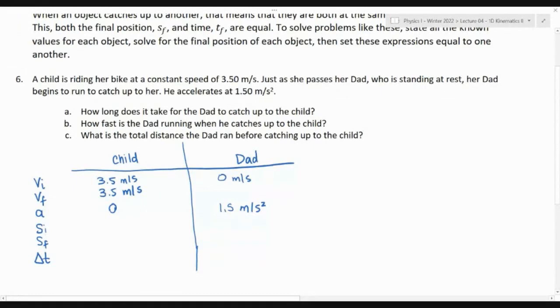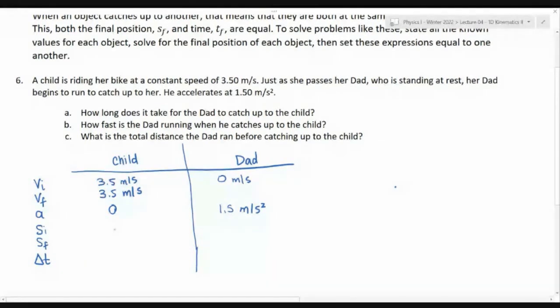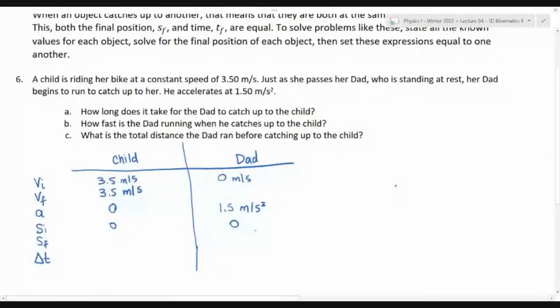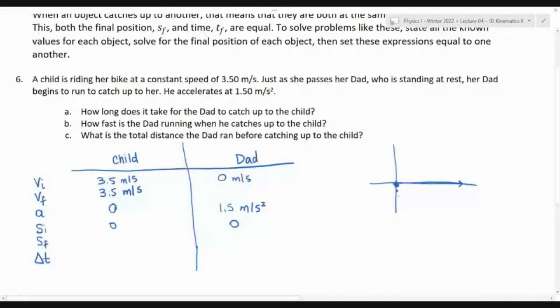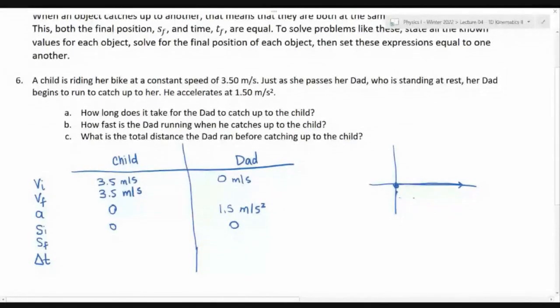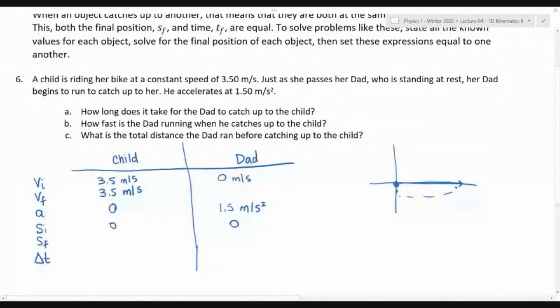Their initial position, it doesn't mention anything about it, but they both started from the same spot because it says just as she passes, her dad starts running to catch up to her. So they're both at the same position. Let's just say their same position is 0, to make things simpler. She's moving along at a constant speed, and he's stopped. Originally, he doesn't have a speed, but he catches up to her. He gets faster and faster because he's accelerating. So how long does it take?